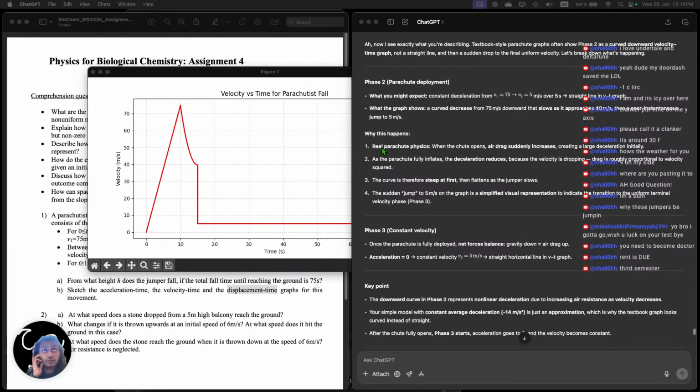Why this happens? Real parachute physics. When the chute opens, air drag suddenly increases, creating a large deceleration initially. As the parachute fully inflates, the deceleration reduces because the velocity is dropping, drag being roughly proportional to velocity squared. The curve is therefore steep at first, then flattens as the speed slows. The sudden jump to 5 is a simplified visual representation to indicate the transition to the uniform terminal velocity phase.